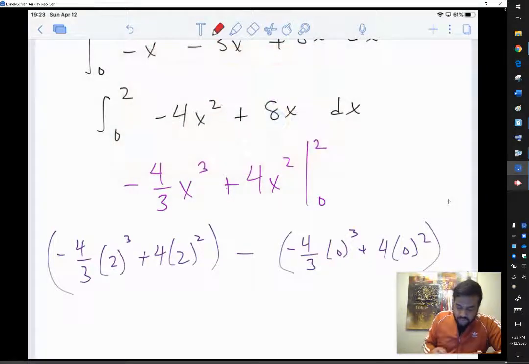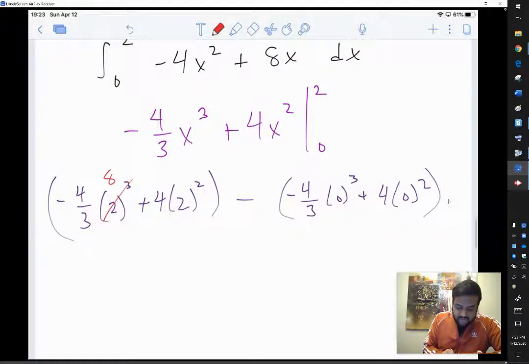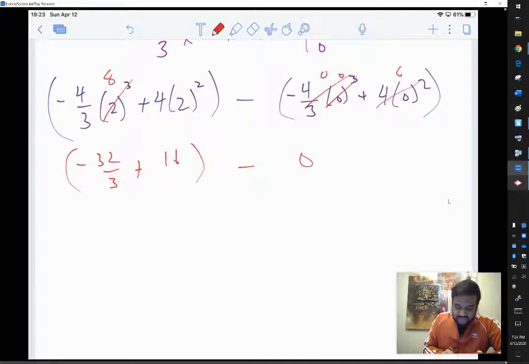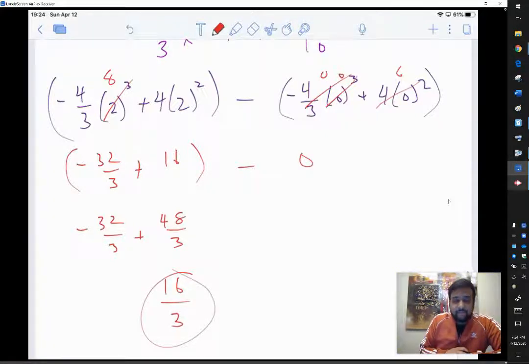Okay. 2 cubed is 8. Negative 32 over 3 plus 2 squared is 4, plus 4 is 16. That's 0, that's 0, that's 0, that's 0. Over here, negative 32 over 3 plus 16. Negative 32 over 3 plus 16 is 48 thirds. Subtract and you get 16 thirds, which is the answer. That's the number of blocks that are shaded in, basically.